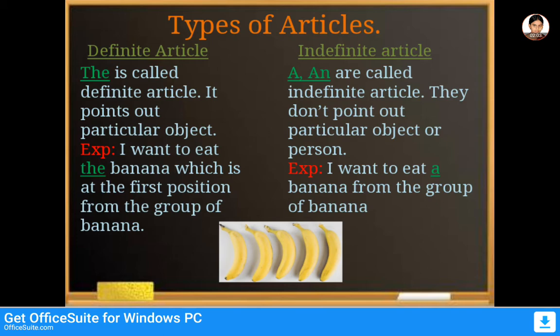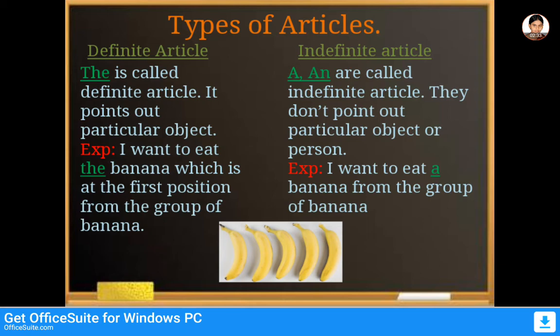Let us see the example. Children, look at the picture. There are 5 bananas. Definite article, example: I want to eat the banana which is at the first position from the group of bananas. Here, I want to eat the first banana. It points out the particular object.